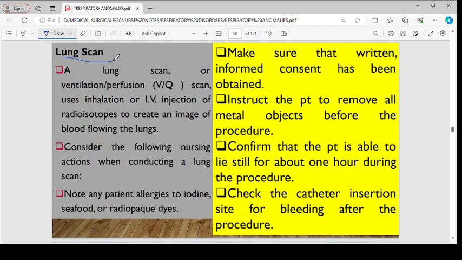For the lung scan, or ventilation perfusion VQ scan, it uses inhalation or an IV injection of radioisotopes to create an image of blood flowing through the lungs. So you have to note the patient's allergies and make sure that you have informed consent, instruct the patient to remove all metals before the procedure, and confirm the patient is able to lie still for about an hour during the procedure. Also check the catheter insertion site for bleeding after the procedure.